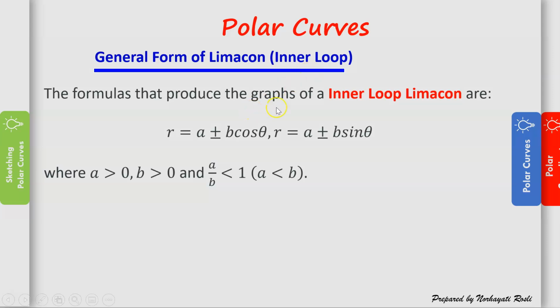The formula that produces the graph of inner loop Limacon is similar to the formula that produces cardioid, which is given by r equal to a plus minus b cos theta and also r equal to a plus minus b sin theta. But the difference here is a over b is less than 1, which means that a should be less than b. If you recall back in cardioid, a equals b, that is a over b equals 1. So here we have the same formula as cardioid, but the difference is a is smaller than b, so that we have a over b which is less than 1.